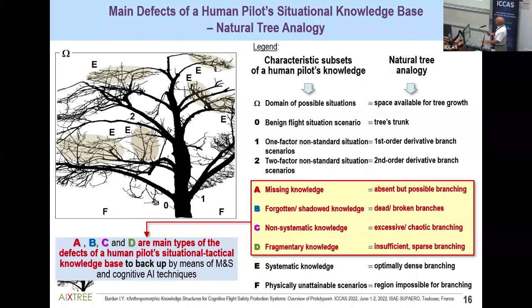So what's going on in the head of an ordinary pilot? We've got a very nice, in my opinion, analogy. It's a natural tree. And there are four problems here. We have places within the head, within the knowledge base, where we have missing knowledge, points A, then forgotten or shadowed knowledge, points B, then non-systematic knowledge, and fragmentary knowledge as well, like that. Therefore, somehow we must account for these irregularities and breaks and other defects in the pilot's head.